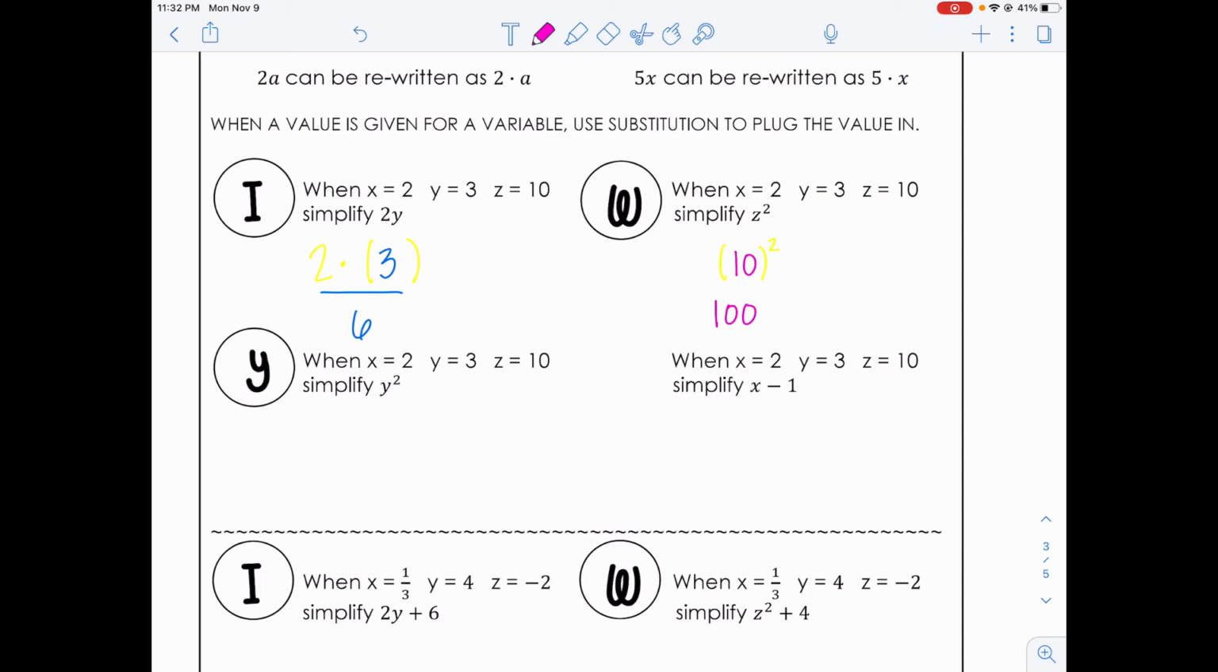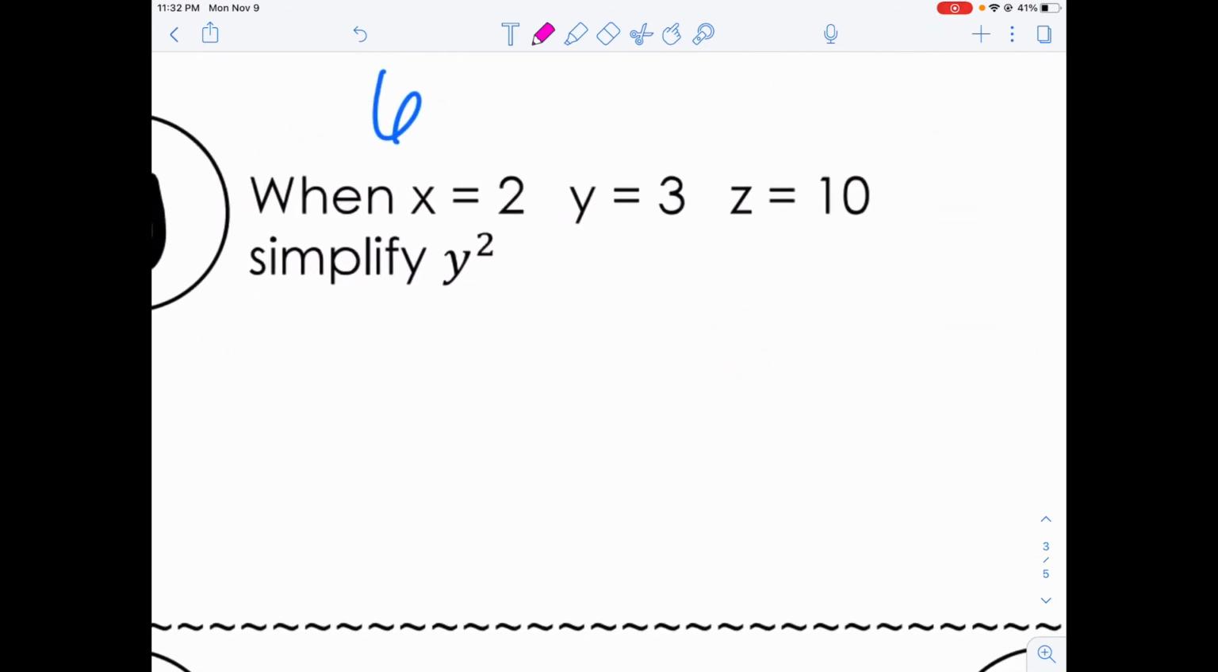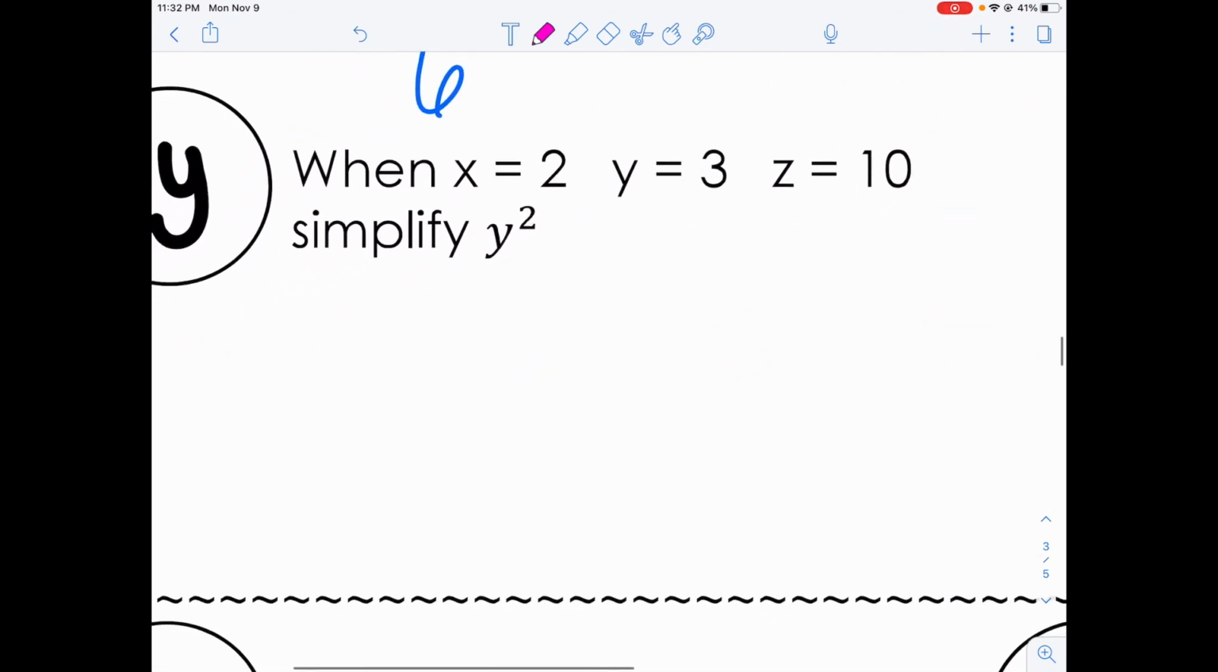All right, looking at my next one. When x equals 2, y equals 3, z equals 10, simplify y squared. Once again, where the variable was, I'm going to put parentheses, and then I'm going to put squared because I know that I want to square it.